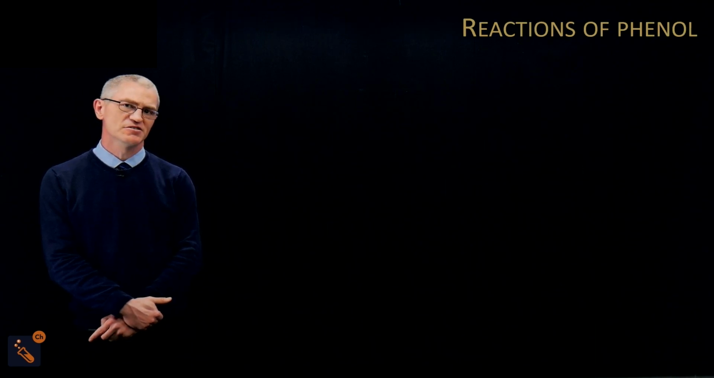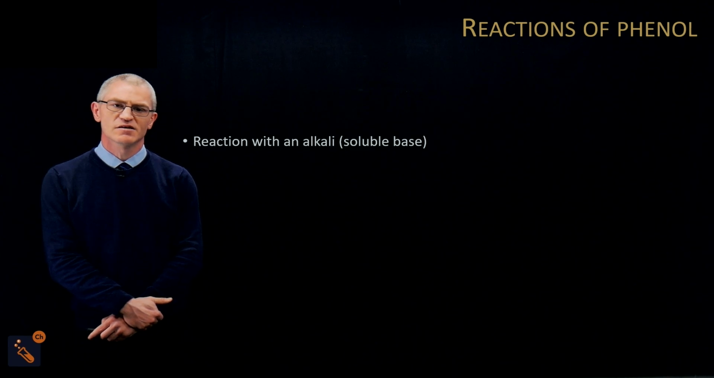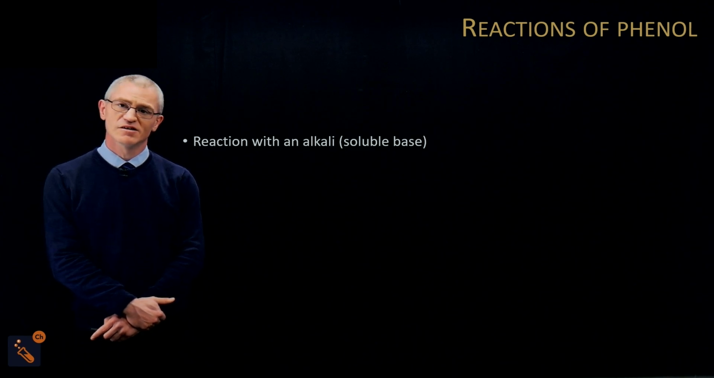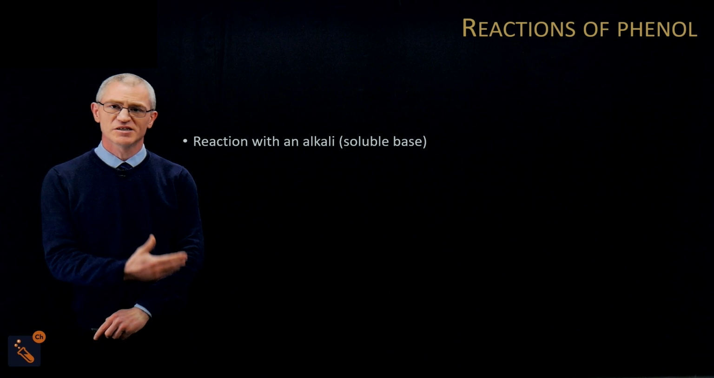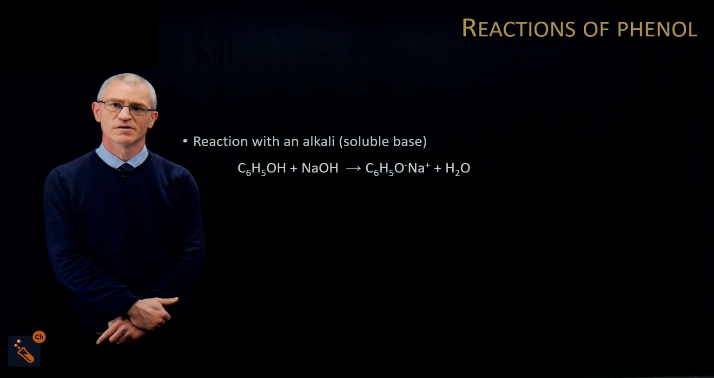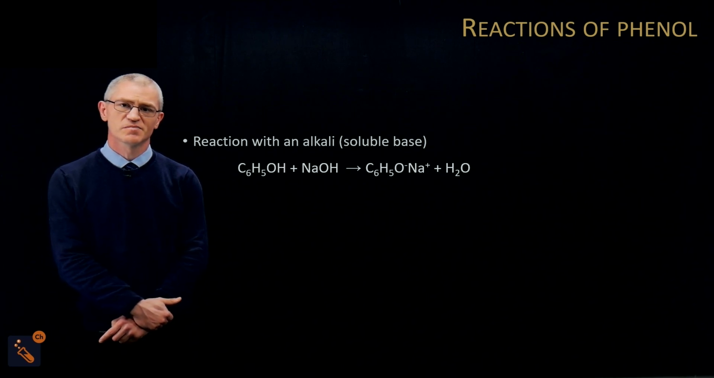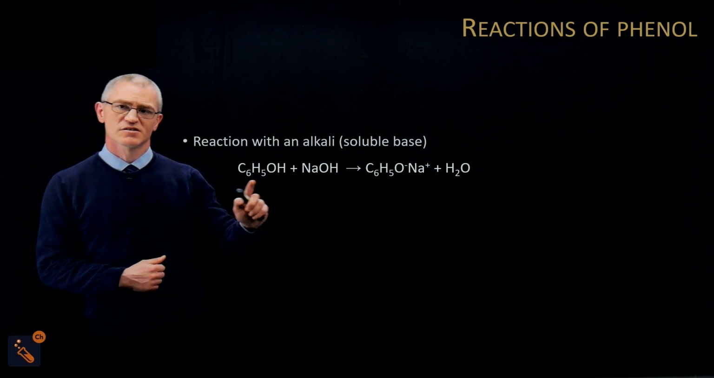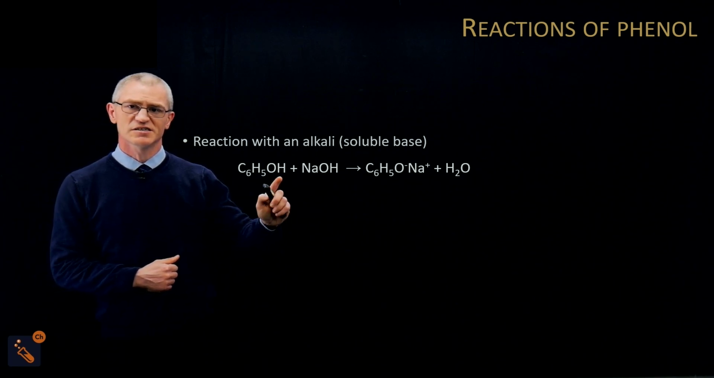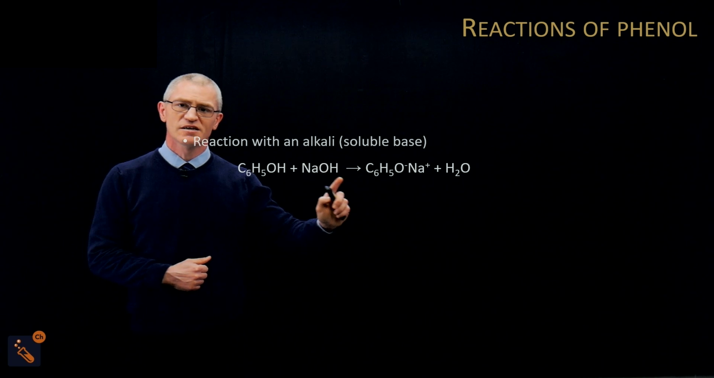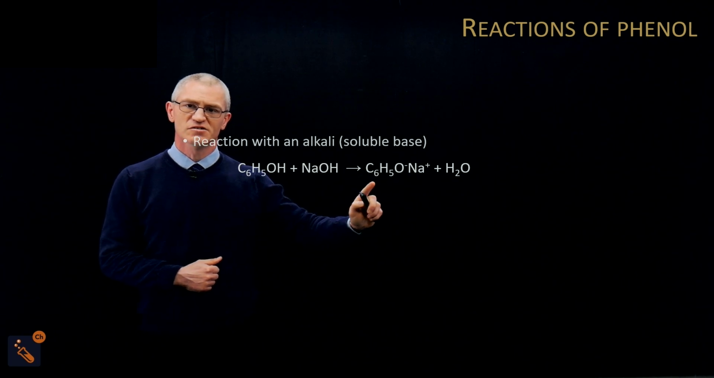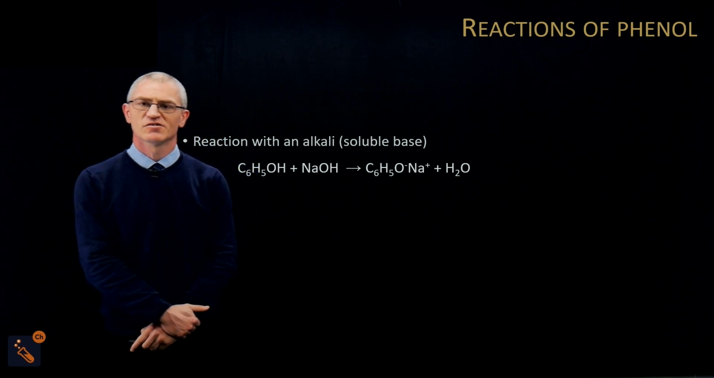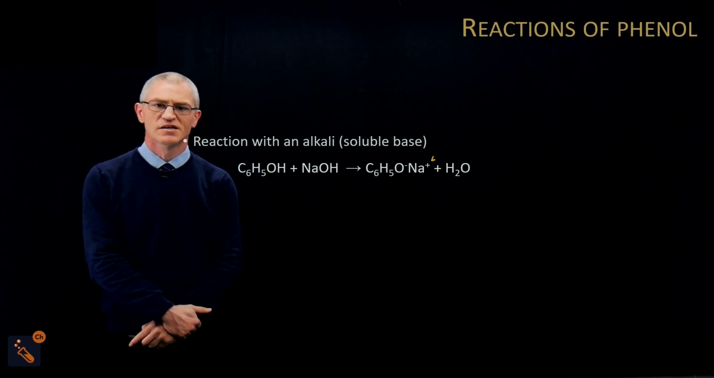Let's talk about the reactions of phenol. You can react it with an alkali, which is a soluble base that produces hydroxide ions. You can do it like this: you can have this phenol written like this, C6H5, and this is a kind of phenoxide ion, called C6H5O-, with the Na+ where the oxygen is.